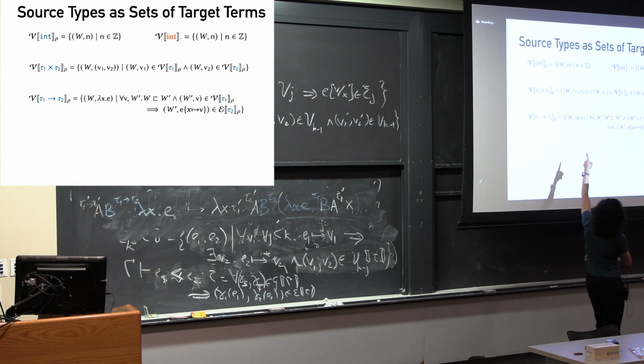Pairs, v1, v2, are represented at the target language by target language pairs v1, v2, where v1 behaves like τ1 and v2 behaves like τ2.